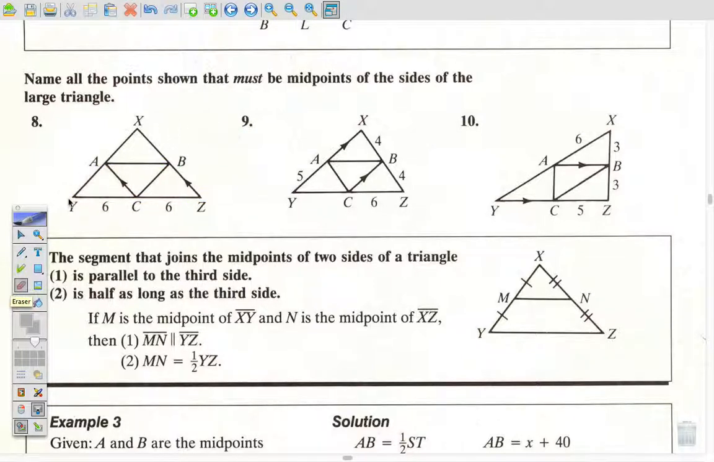All right, let's take a look at number 9. Okay, number 9, first of all, I know B is a midpoint, right? Because it's right in the middle between the 4s. How about this? It's parallel to this side. It has a midpoint on it, so what do you know about C? Well, then it's a midpoint. So that's kind of the philosophy on these problems as you use some of the theorems that we were just introduced to.